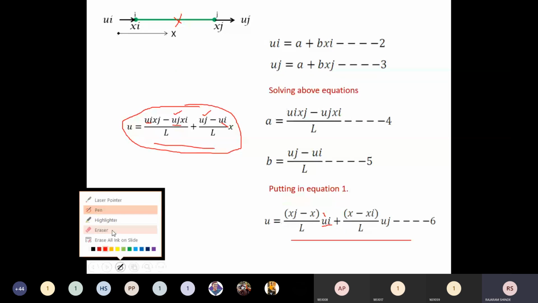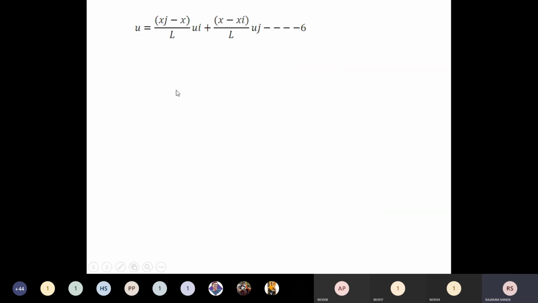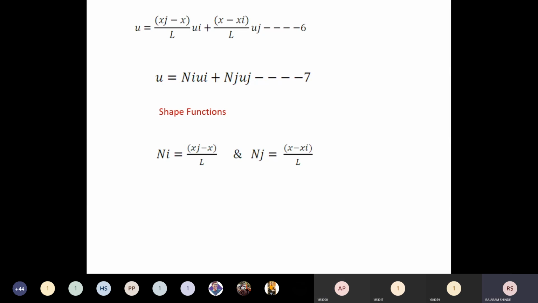Next what I will do, I will replace this by Ni and this by Nj. That means here Ni is xj minus x divided by L and Nj is x minus xi divided by L. I will show you here. You see here, this is your equation number 6. Now this I will replace by Ni and this I will replace by Nj. Now your equation becomes u is equal to Ni ui plus Nj uj. Now Ni equals xj minus x divided by L and Nj equals x minus xi divided by L, and this Ni and Nj are known as the shape functions.